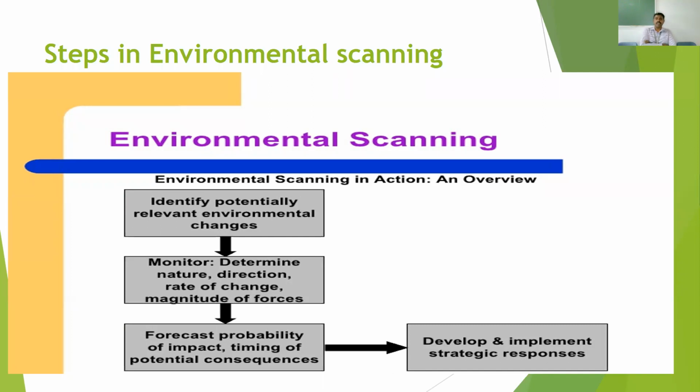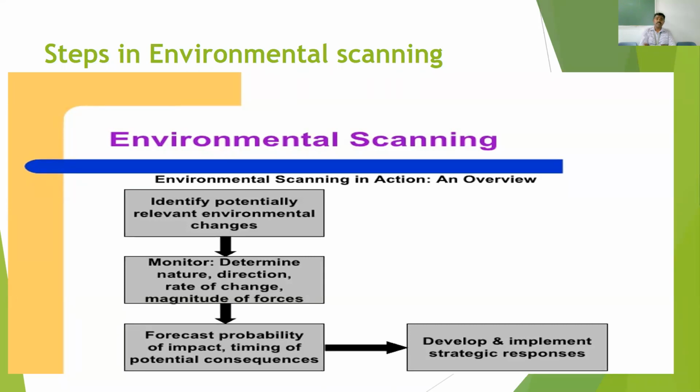Second one, monitor. So you have to determine the nature of those potential changes and in which direction they are going to affect you. Whether it is going to affect the organization in a positive way or in a negative way, at what rate of change it will create, to what extent it is going to affect your organization, and what are the different forces and at what magnitude they will affect. Everything you have to identify in the stage of monitoring. So monitoring is nothing but you should determine nature, direction, rate of change, and magnitude of forces.